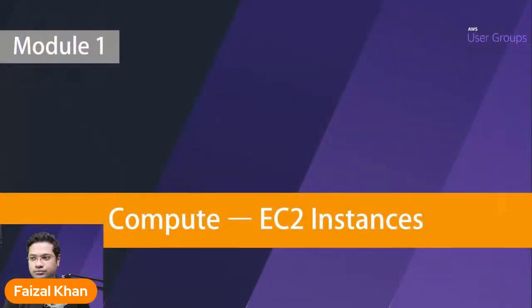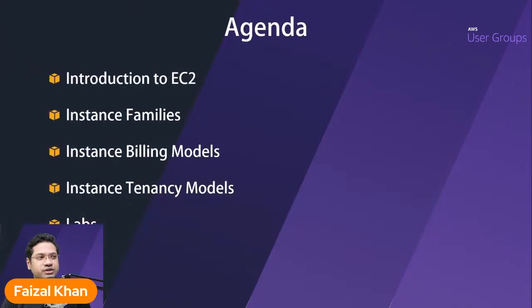Let me just switch my screens. All right, so let's get started with EC2 instances, which is basically the core component of the compute services on AWS. First, we'll look at a quick introduction to EC2. We'll look at all of the different EC2 families, some of the billing models that are available, and something called tenancy models, which is important to know what kind of EC2 instance you need. And then hopefully, if we have some time, we will do some labs as well.